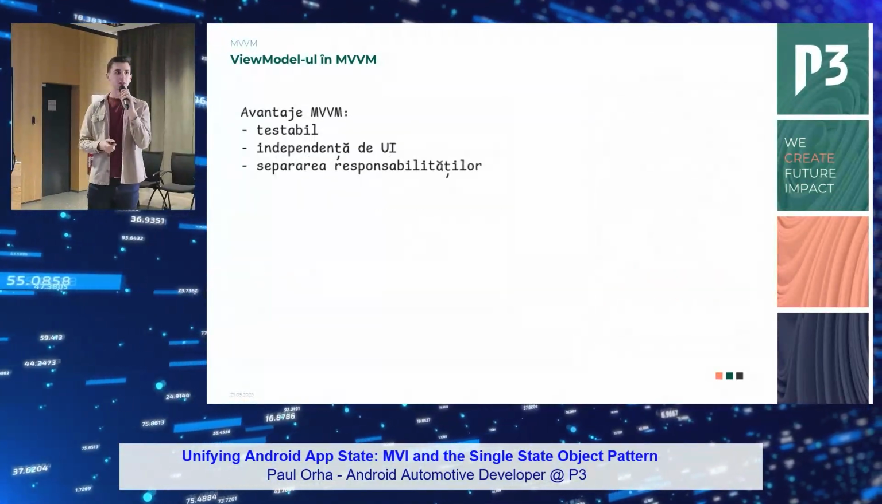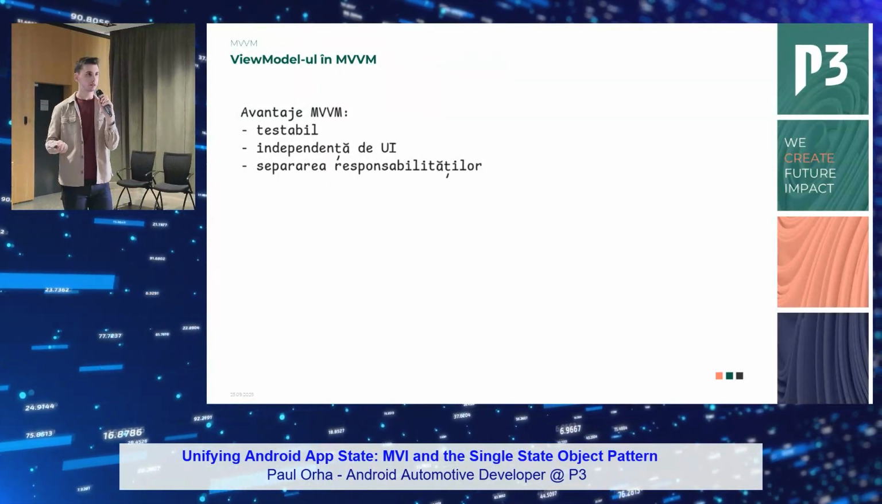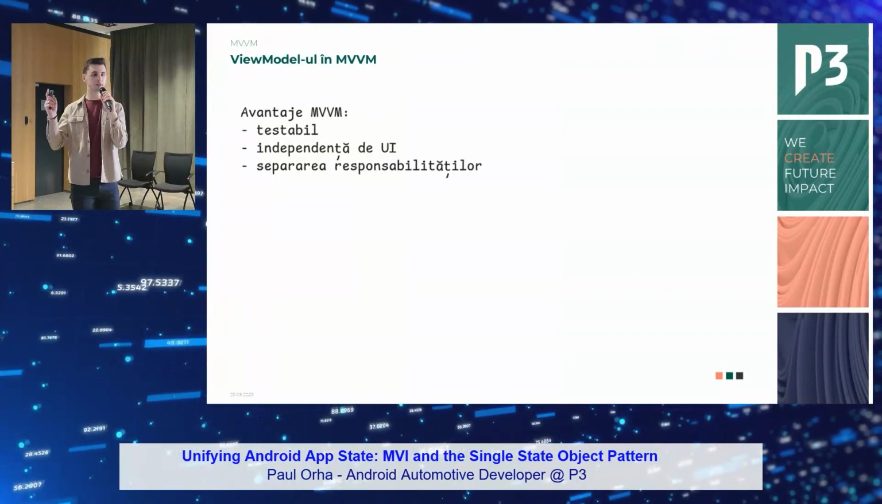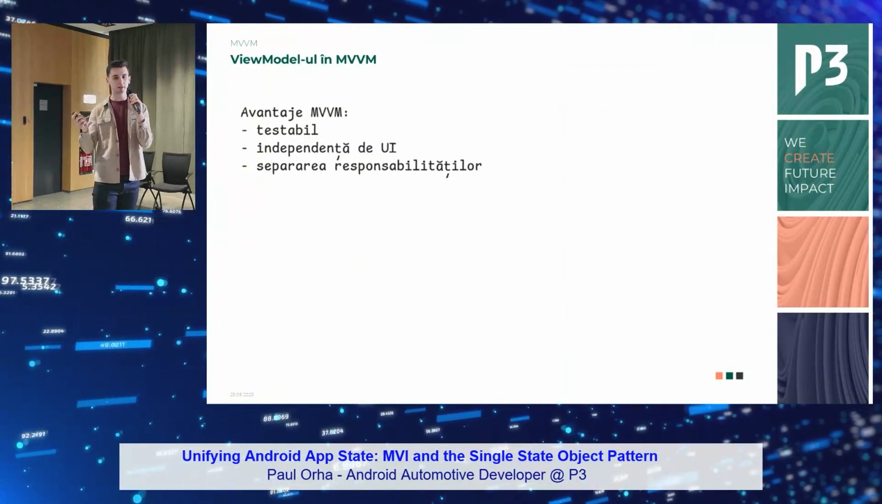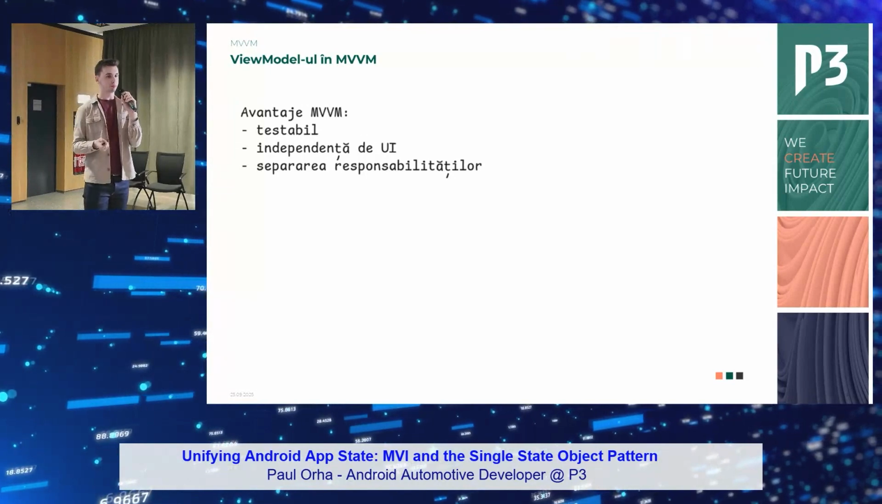Okay, so the main advantages of this MVVM architecture, which is commonly used in currently most Android applications, are that it's testable. You have the separation of the UI layer and the business logic. And then you also have this responsibility separation.